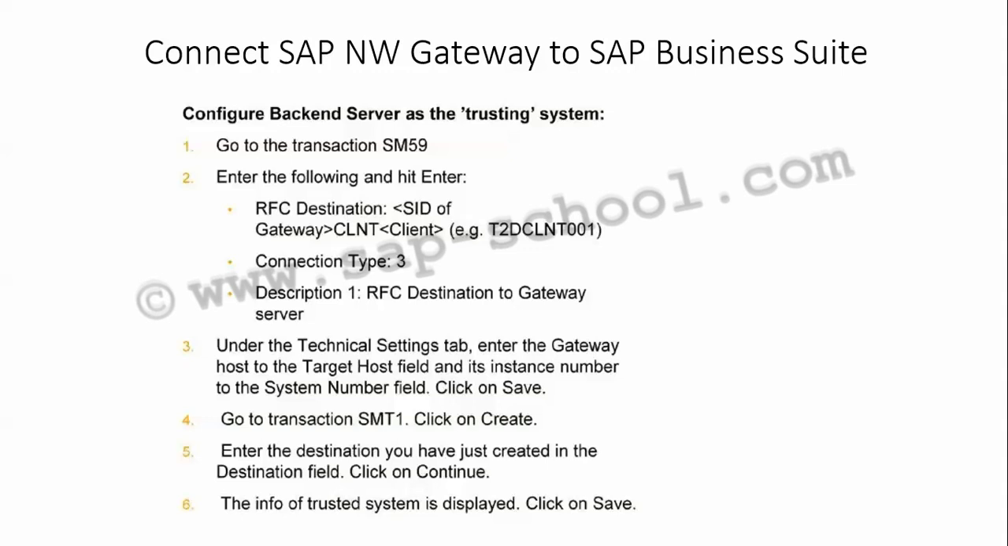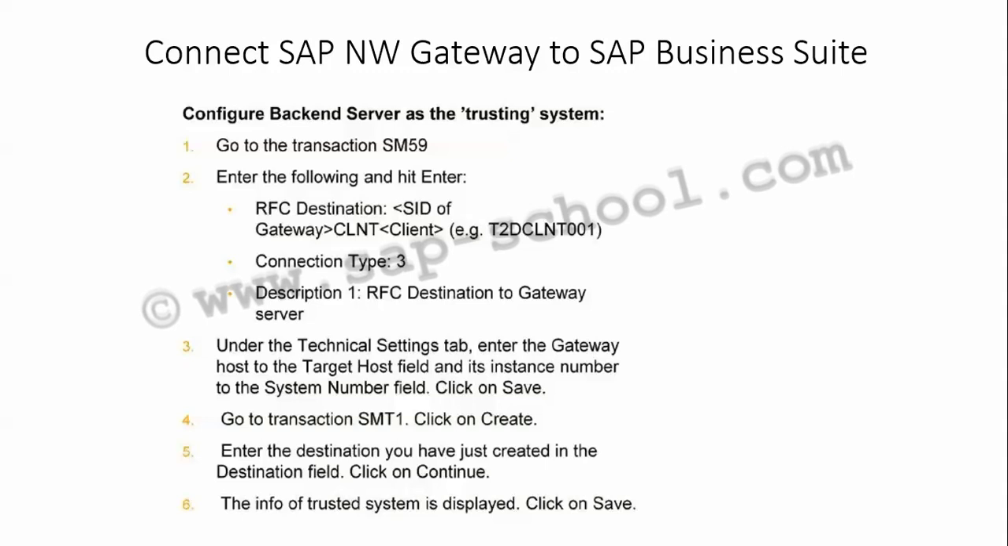Now in the SAP NetWeaver Gateway host, first of all, we have to configure the SAP NetWeaver Gateway host as a trusted system. So we have to create an RFC destination for communicating with the trusting SAP system. After that, we have to configure the SAP NetWeaver Gateway host to create and accept the assertion tickets from the SAP system using the SSO2 wizard. So basically these are the two steps which we need to do when we have to connect our SAP NetWeaver Gateway to the SAP Business Suite.